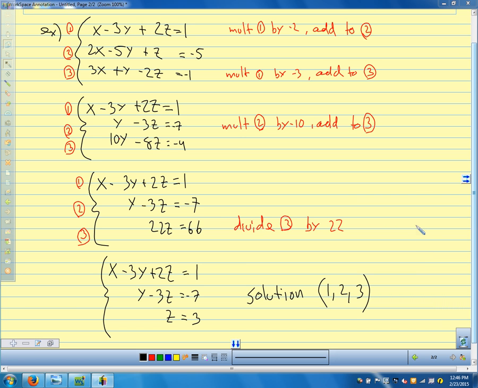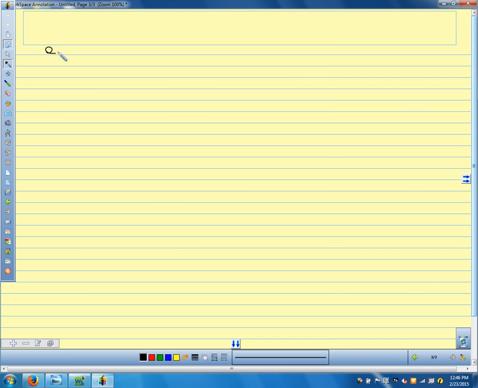All right, so I want to step through one more example where something a little different happens with our solution, and then talk about the possibilities for solutions. All right, so here is our system here. x plus y plus z equals 2. 2x plus 3y plus 4z equals 5. And x minus z equals 1.